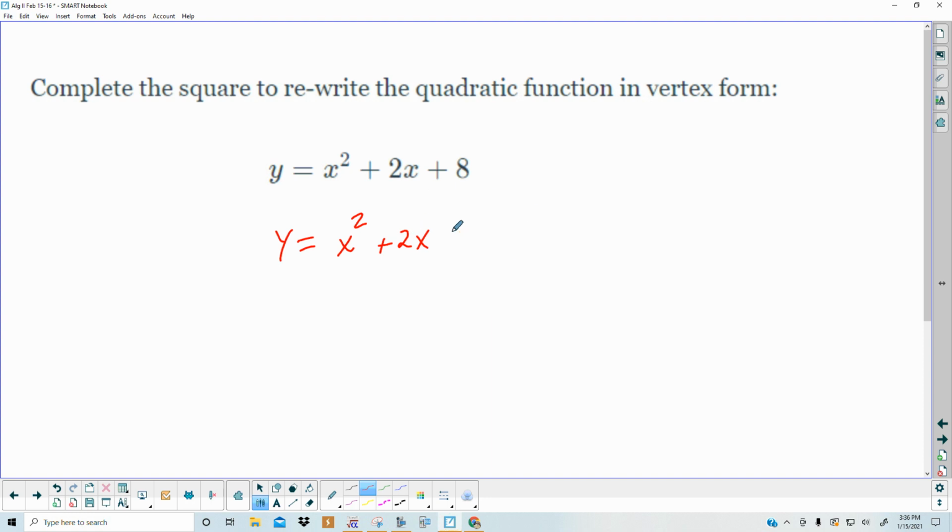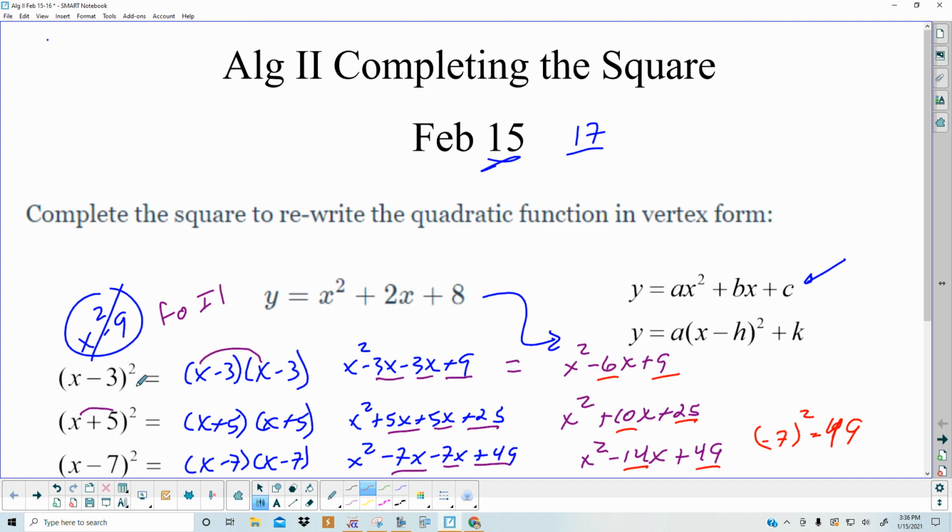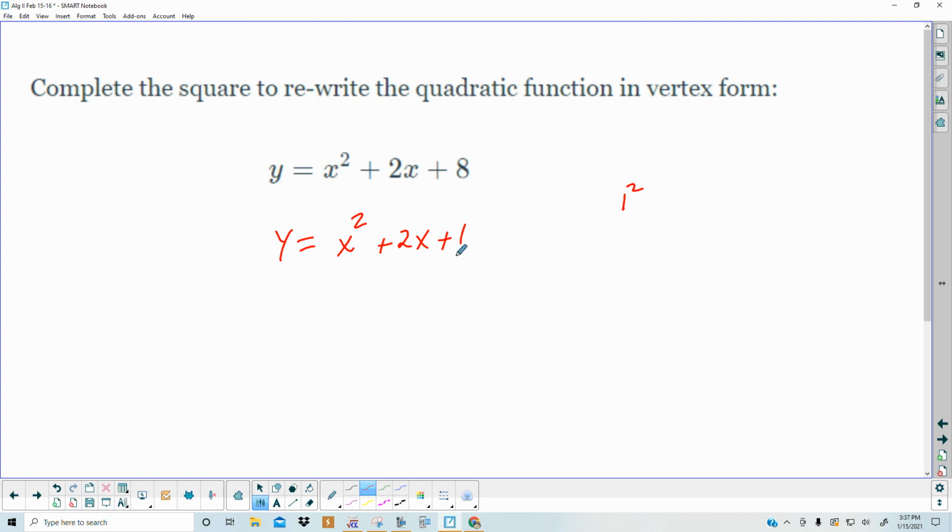Half of the middle is 1. Square it. It's 1. This right now is a perfect square. I know I haven't dealt with that 8, don't get me wrong. If this is a perfect square, it has a pattern. Half the middle squared is the end. I just created a perfect square with this much.